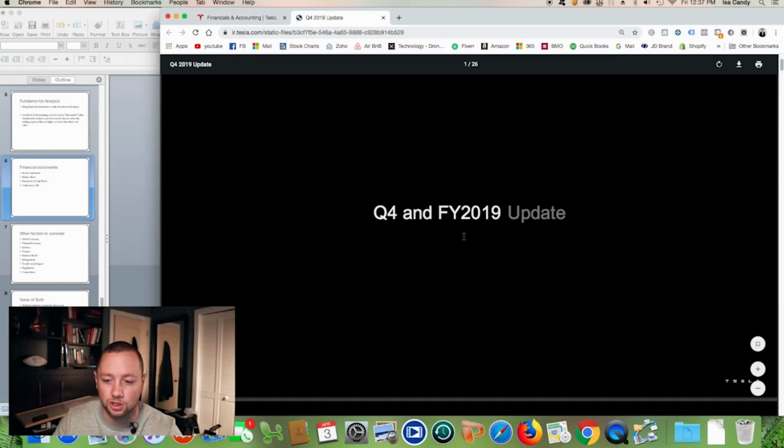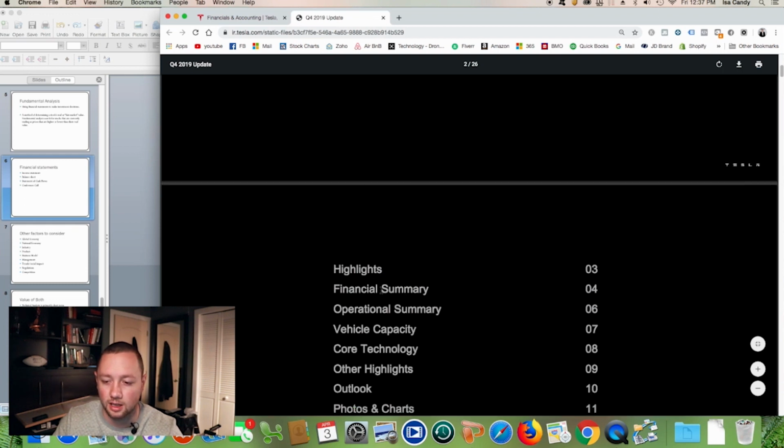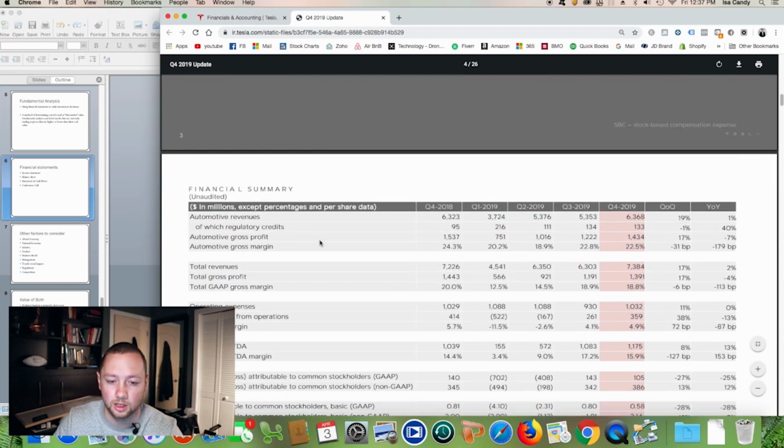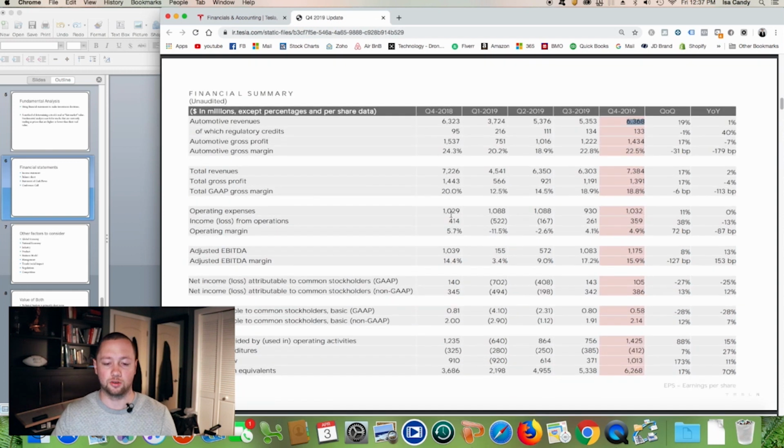So this is their pretty version of it. Basically, here's the highlights and the financial summary. So financial summary in millions of dollars, automotive revenues, Q4 2019, $6,368 million. Really cool. We now know exactly how much money this company makes. We also know that their net income or loss afterwards was $105 million. So Tesla made money in, looks like, the last 2 quarters. They lost money 2 quarters before that, and they made money in Q4 of 2018.